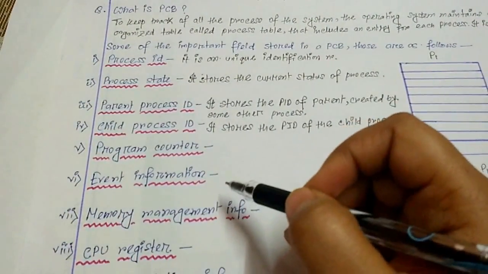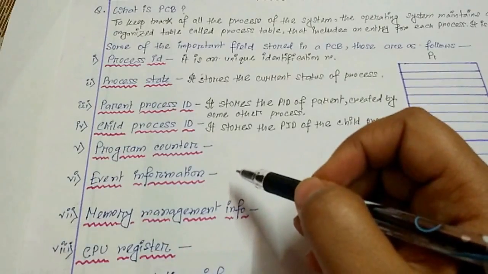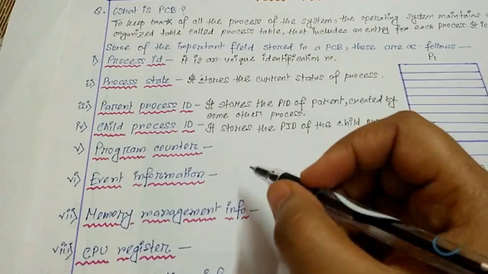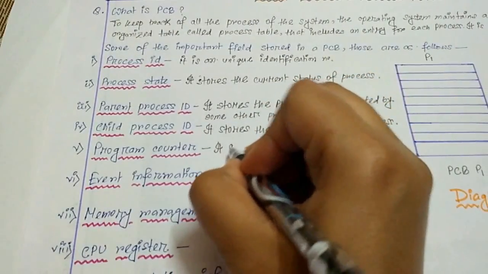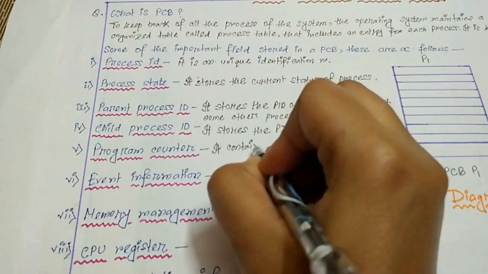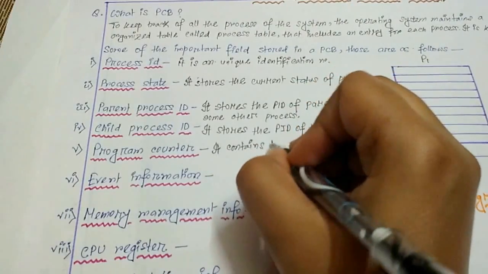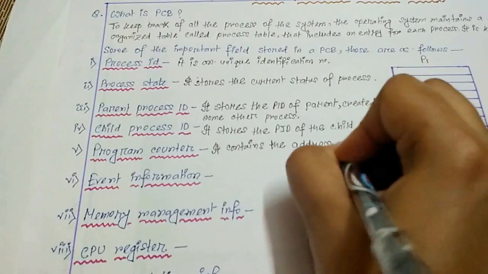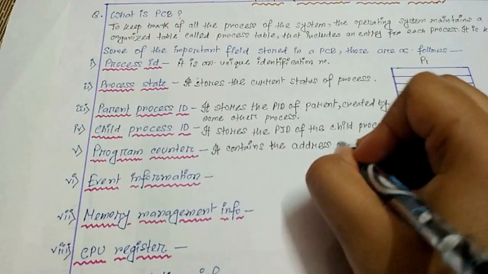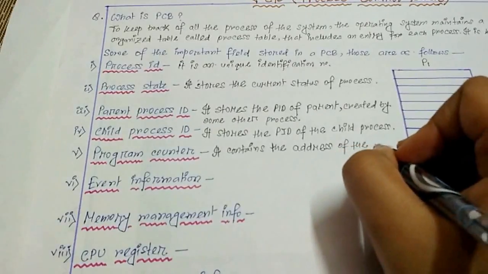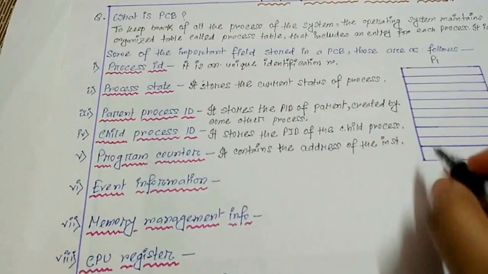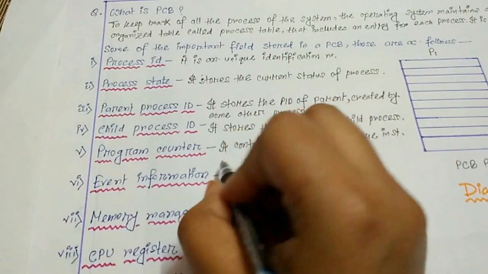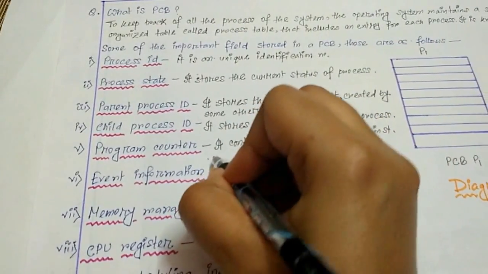Now comes program counter. It contains the address of the instruction that is to be executed in the process next.